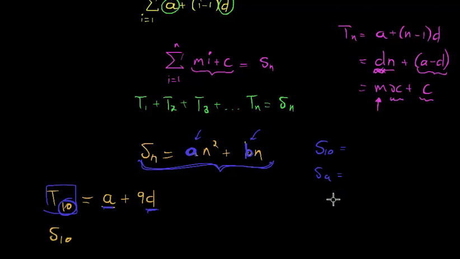No. So you have misunderstood. So this is S10: term 1 plus term 2 plus term 3 up to term 10. S9 is term 1 plus term 2 plus term 3 up to term 9. If we know what S10 is, we can substitute 10 in here and we can get it.